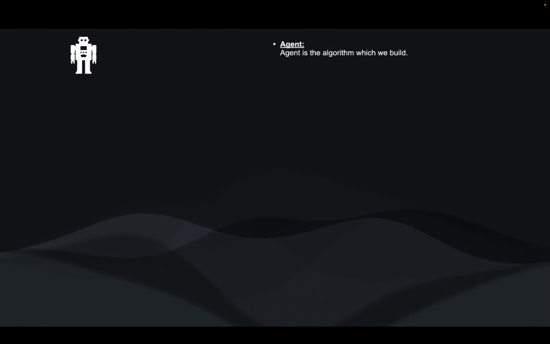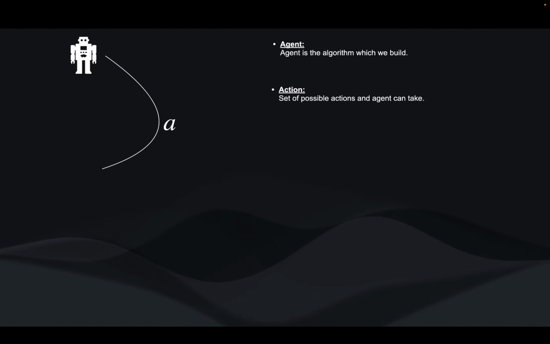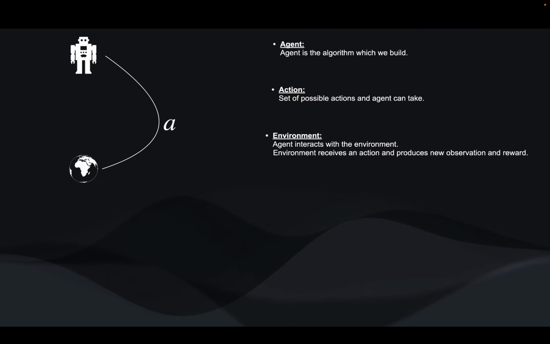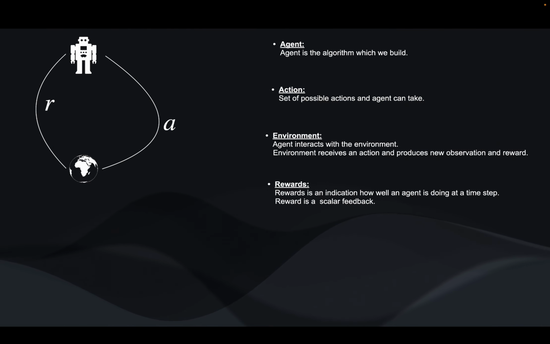Okay, now let's talk about a few of the terminologies. First of all, the agent. The agent is the algorithm which we are trying to build. Then the agent takes certain actions; the set of possible actions the agent can take, we call the action. The agent interacts with the environment, so the environment receives an action and produces a new observation and reward. That reward is an indication of how the agent is doing at a particular timestamp, right?